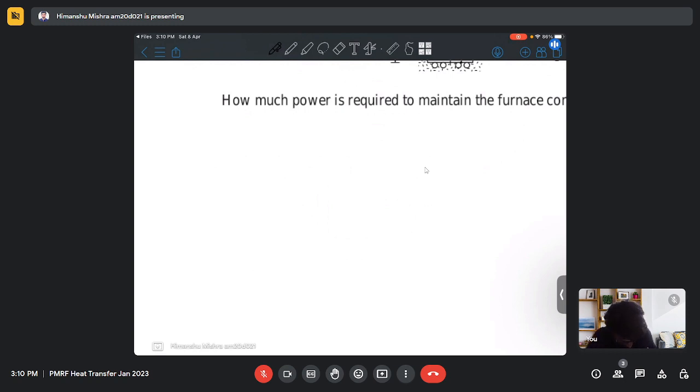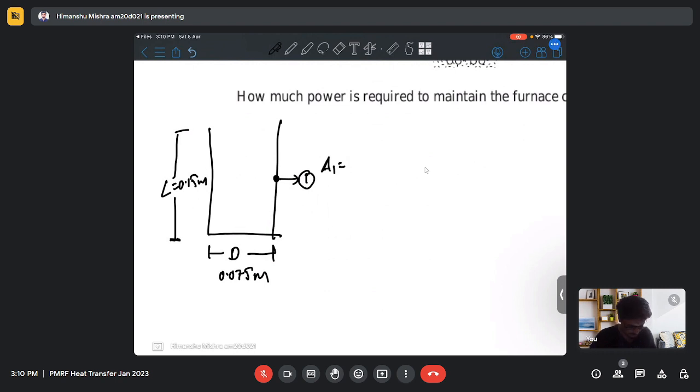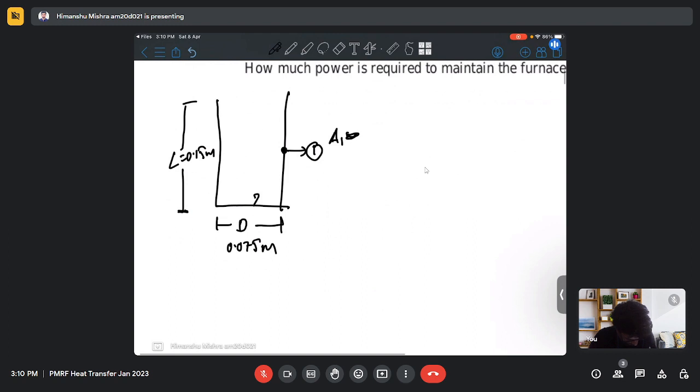So here we have a furnace of length L, which is 0.15 meter, and diameter is 0.075 meter. This surface is 1, and the area of surface 1 is, let's say, A1, and this is surface 2, and this is the open surface. So let's consider this as surface 3.